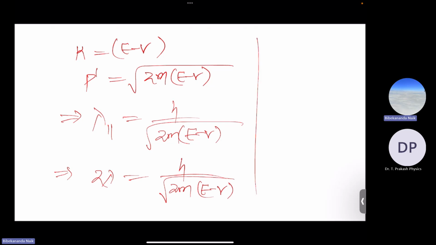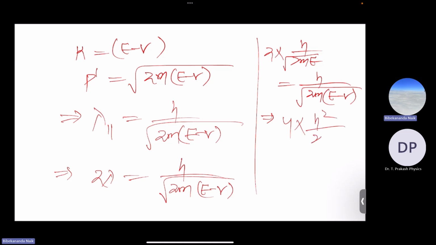So 2 into h by root over 2mE equals h by root over 2m(E minus V). We need to find out the ratio of E by V. If you take the square on both sides, it will be 4 into h square divided by 2mE equals h square divided by 2m(E minus V).